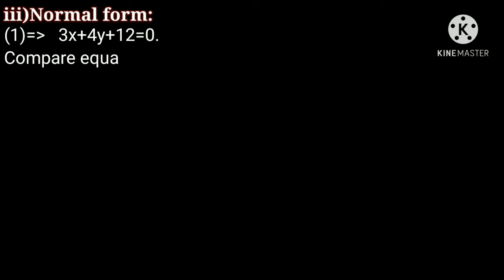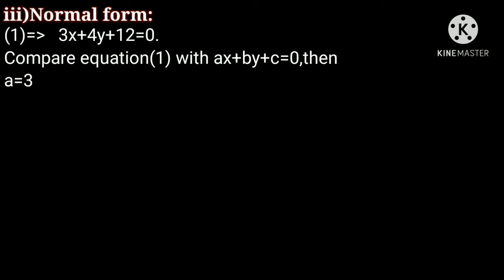Third, normal form. We know that normal form straight line equation is x cos alpha plus y sin alpha equal to p. Now, we will transform equation 1 into x cos alpha plus y sin alpha equal to p. For that, 1 implies 3x plus 4y plus 12 equal to 0. Compare equation number 1 with ax plus by plus c equal to 0. Then a equal to 3, b equal to 4, c equal to 12.